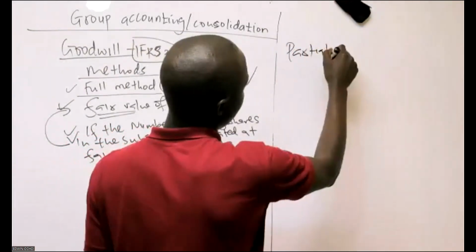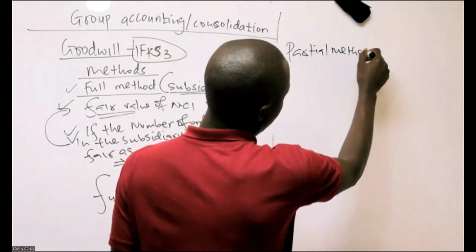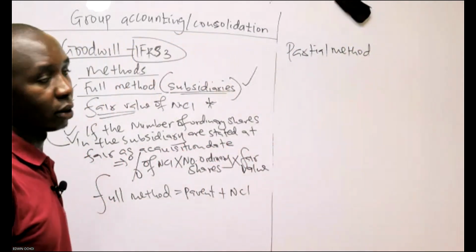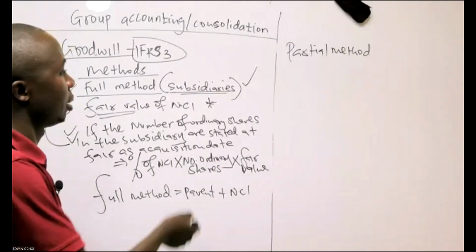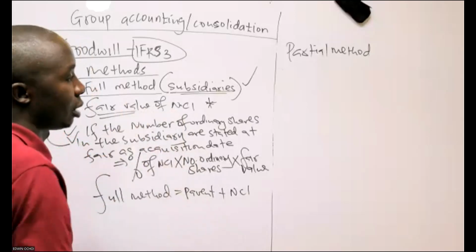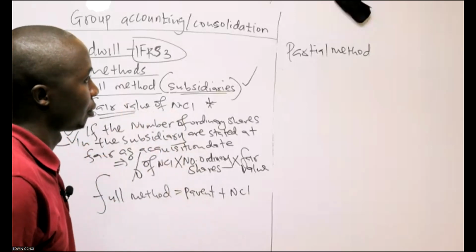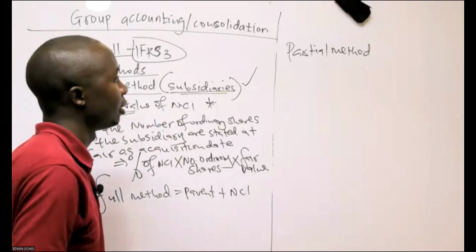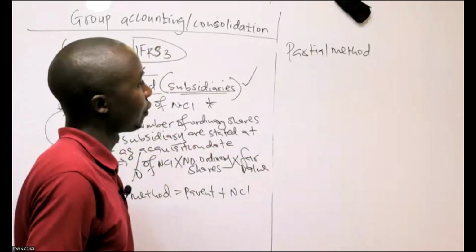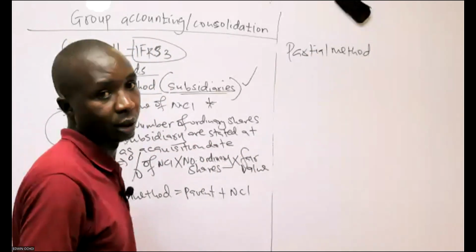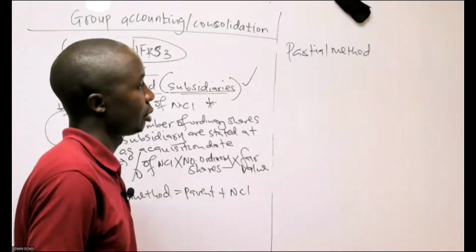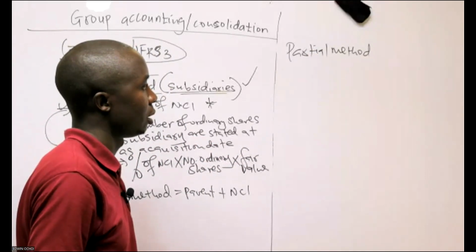You are understanding what I'm saying. The partial method is only applicable, let's say in a subsidiary, if the NCI is not measured at its fair value. So the goodwill arising from the use of the partial method is attributable to the parent company only.